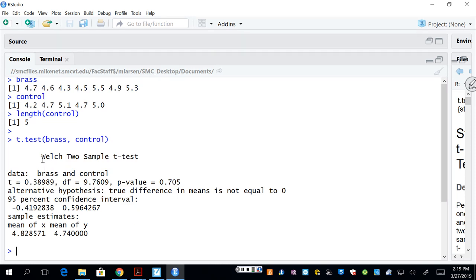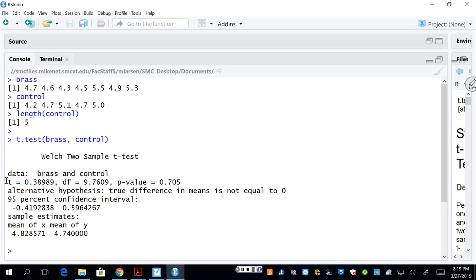And it's not assuming equal variances, it does this Welch approximation. It gives the degrees of freedom as a decimal. It's a more complicated formula. But it uses that instead of the pooled one as a default. Right? We get the estimate of the two means. It gives you a 95% confidence interval. It's about the same as we had before, about -0.42, about 0.6.